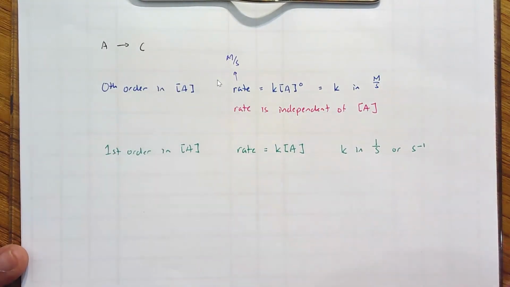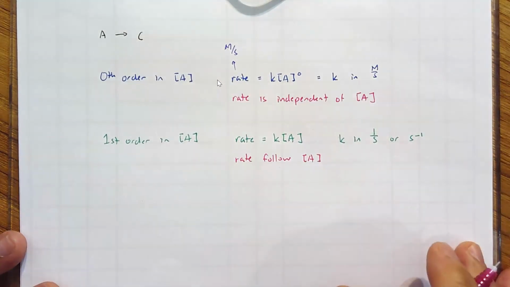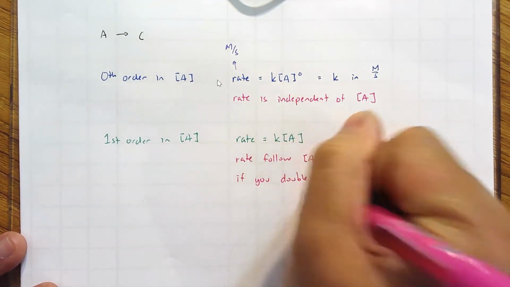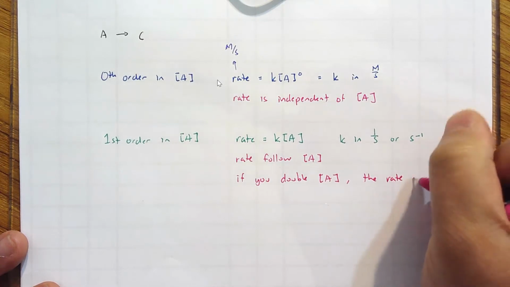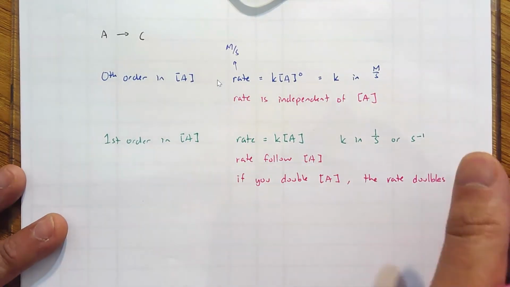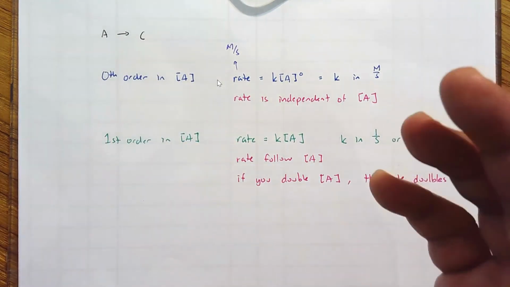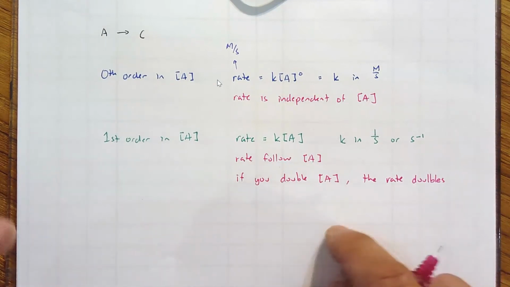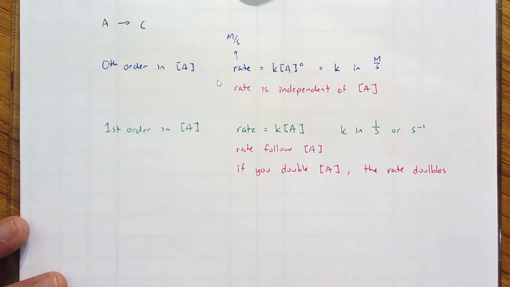What this means is the rate follows the concentration of A. So, another way you could say that, if you double the concentration of A, the rate doubles. It follows. And what I mean by double, we're going to run experiments. Experiment 1, 2, 3, 4. The same reaction, but at different concentrations of A. And if you double the concentration of A from experiment 1 to experiment 2, you would expect the rate doubles from experiment 1 to experiment 2. That's how you want to think of these things.